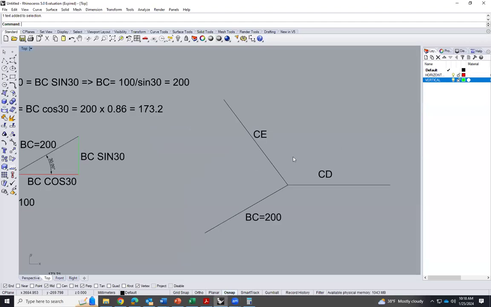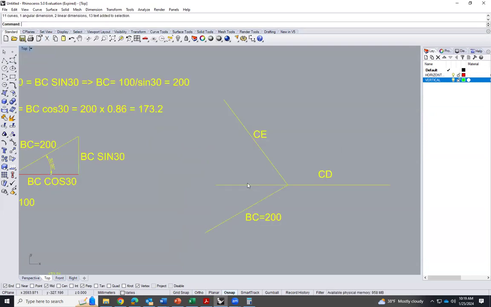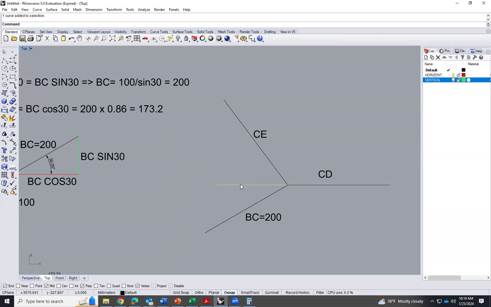So now we have to calculate this angle. We can do it with a formula, but set line type.